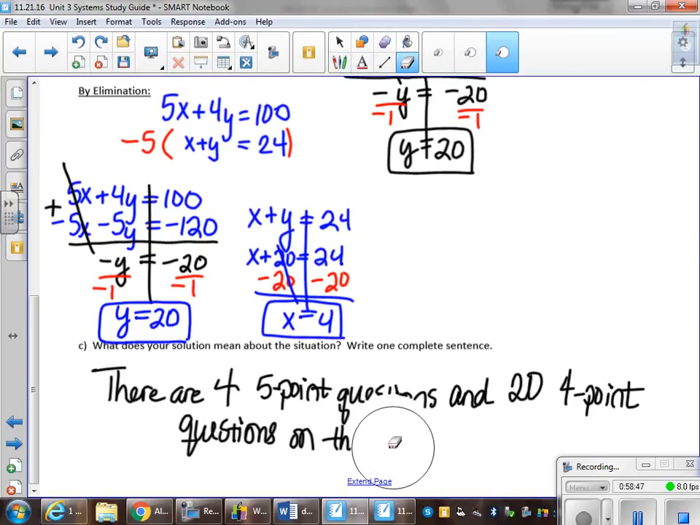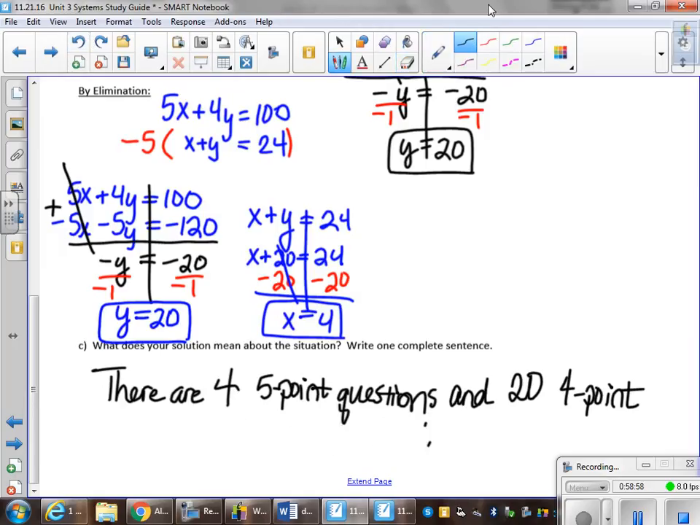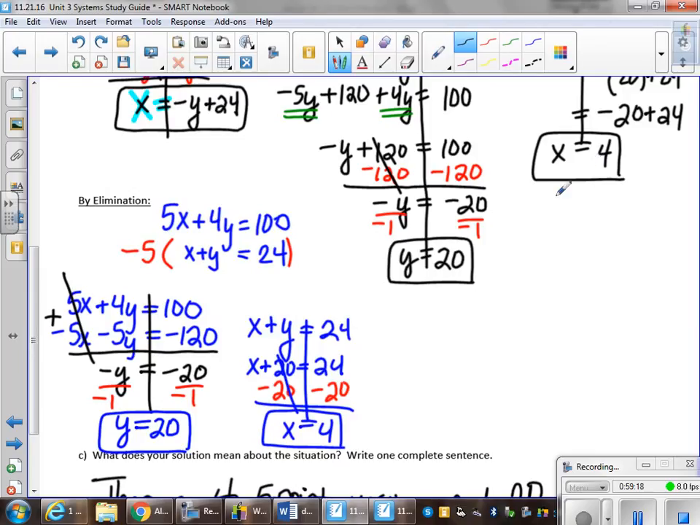That says test. Didn't mean to erase that much. There are 4. Come on, cooperate. All right. There are 4 5-point questions and 20 4-point questions. Just wanted to rewrite one word, but Smartboard is not cooperating, so I will rewrite. And we're done. We have our meaning. If I didn't ask for a complete sentence, I would be totally cool with you putting your labels right here, or labels right here, and calling it a day. But the consensus, we've proven it 2 ways. That's our solution.